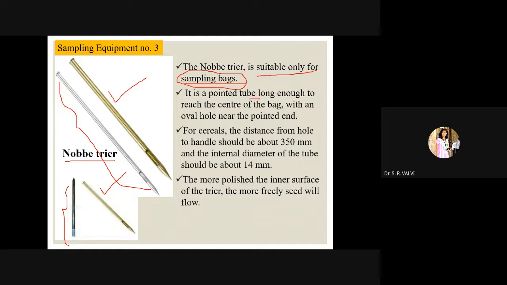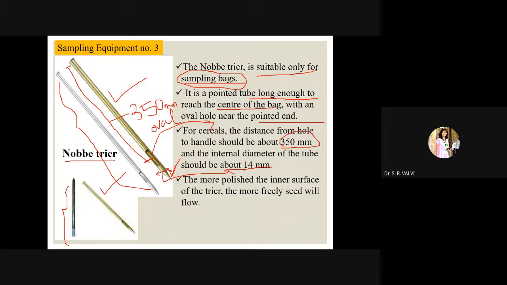So for that, the knob trier is used. It is a pointed tube long enough to reach the center of the bag. You can see this is very pointed. This is the point of the knob trier, so that it can enter the bag and reach the center of the seed. This is the oval hole, which is present at the pointed end. For cereals, the distance from the hole to the handle should be 350 mm, and the diameter of the tube should be about 14 mm.